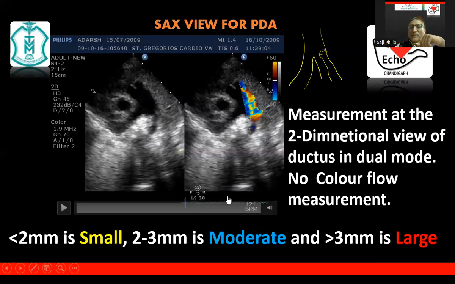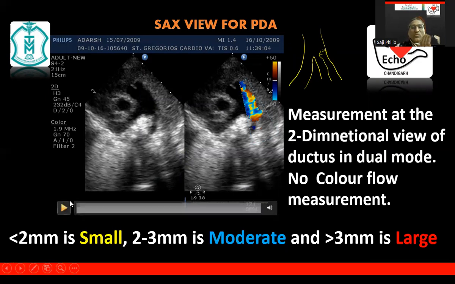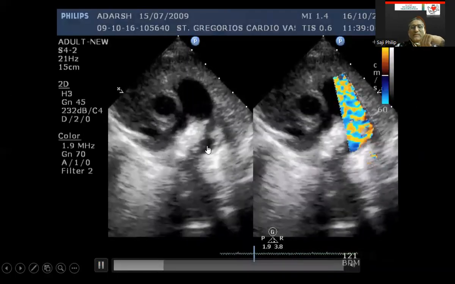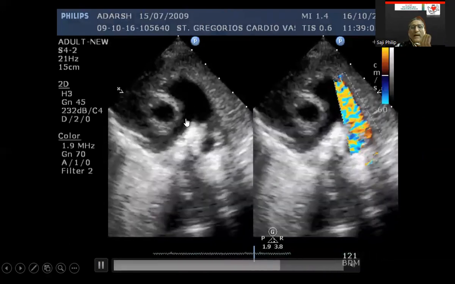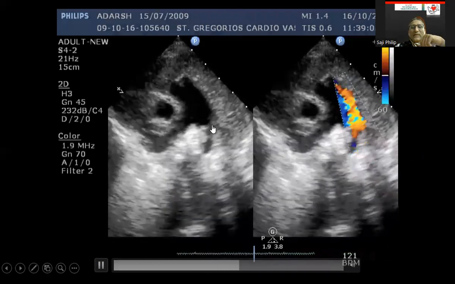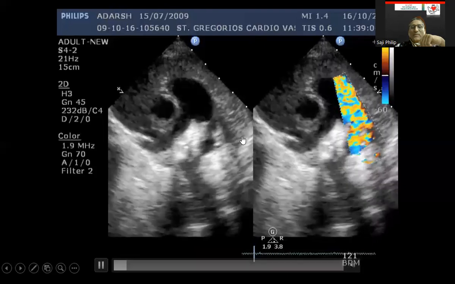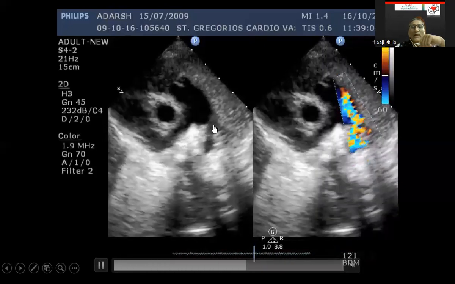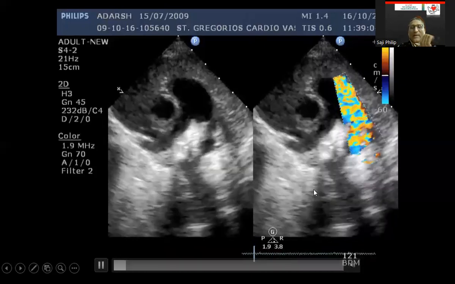Measurement at the two-dimensional view of the ductus in ductal mode, no color flow measurement. So look at this. This is the LPA. This is the ductus. So 3 vessel view, and this dimension, the duct view you take. Never take the color flow measurement, that will be erratic and over measurement. Here you can freeze it, and then the narrowest portion you can measure it.